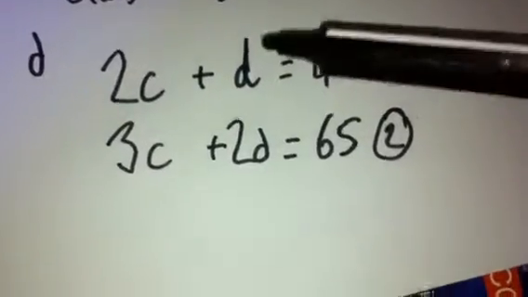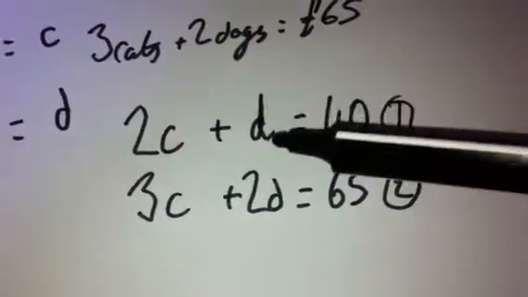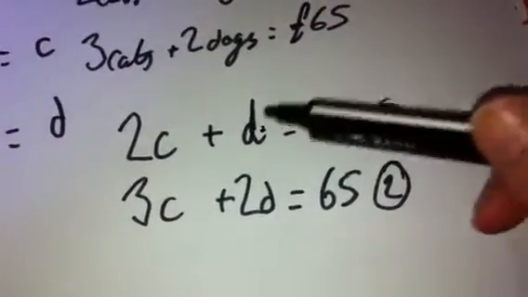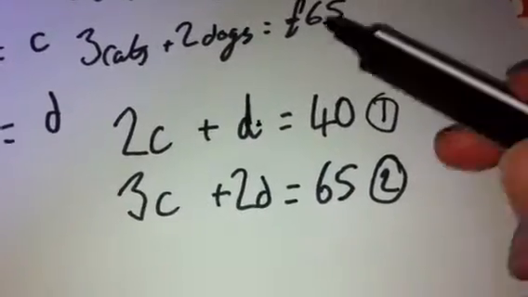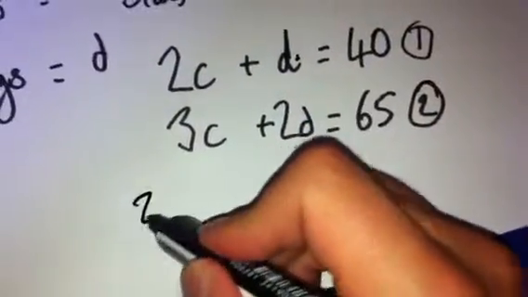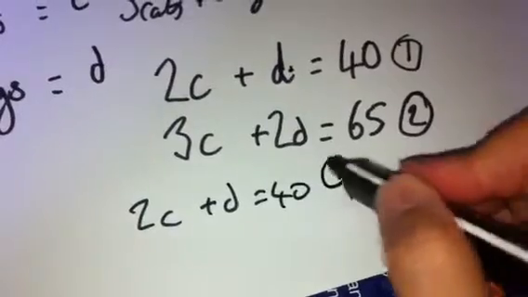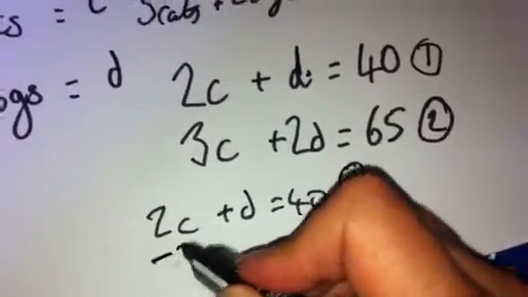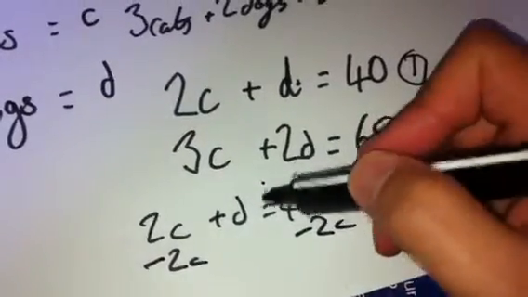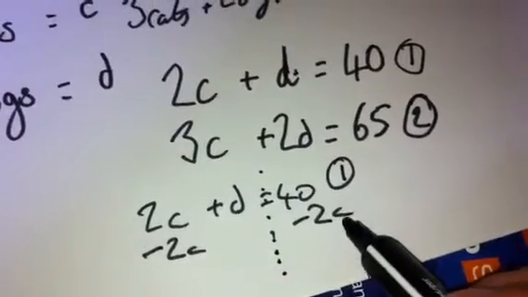Well, one way of doing it is to isolate one price. Get the price of a dog on its own in terms of cats and pounds. Well, that's very easily done because we take equation 1, 2C plus D equals 40. That's equation 1. And we minus 2C from that side and we minus 2C from this side because we've got to be fair. Right? Here's the centre line of the equation. Whatever we do on the left, we've got to do on the right.